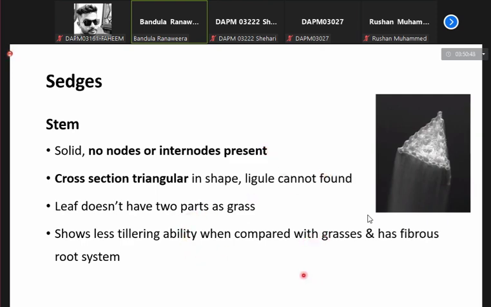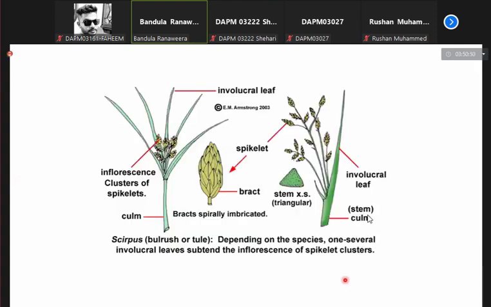We can have a look at the sketch on that. So this is what we call the stem or culm of the main plant. In the inflorescence, there are spikelets produced, and spikelets are in clusters.